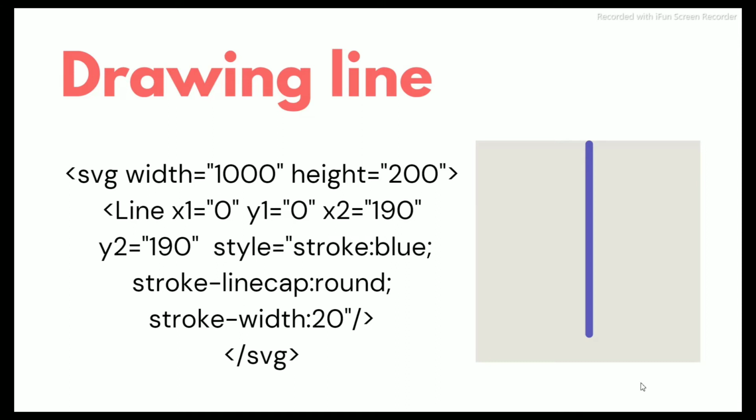And the line contains many attributes to specify that it is a line. For that we use x1 y1. x1 y1 represent the origin of that line, and x2 y2 represent the end of that line. And next we use the style.